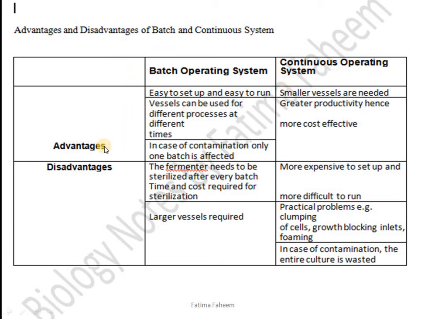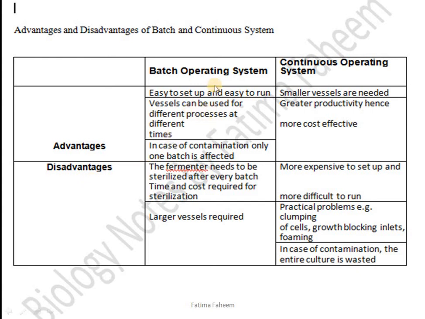Both the processes have their advantages and disadvantages. Batch operating system is easy to set up and easy to run. The vessel can be used for different processes at different times. In case of contamination, it is easier to detect the error in one batch, and only that product which is causing you the problem would be discarded. The other batch will go unaffected. On the other hand, in continuous operating systems, smaller vessels are needed, greater productivity is there, and it is more cost effective.